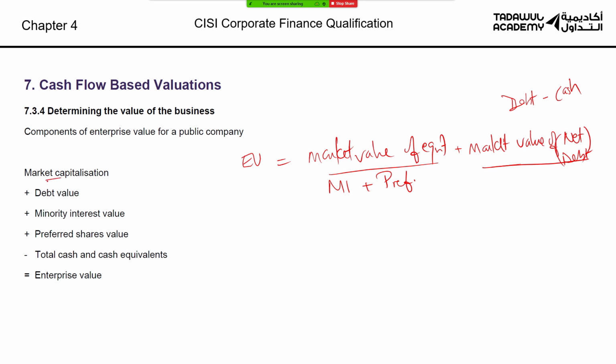So the market capitalization is the value of the shares in the market, which is the price of the shares times the number of shares. This is assuming that this company only has ordinary shares, then that's fine. That's the market value of the equity. But if that company has minority interest and preference shares, please don't forget them. And you have to add to it the value of debt. So you look at the value of debt, but don't forget to remove cash. This will give you the net debt. And this will arrive at the enterprise value of the company.